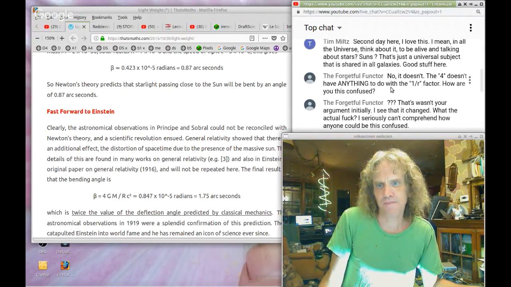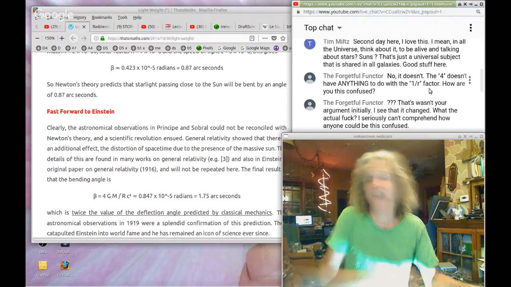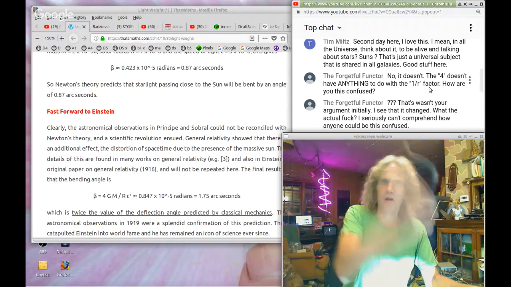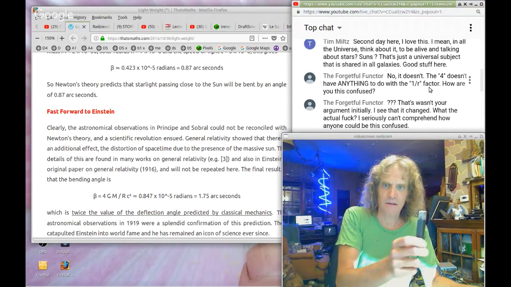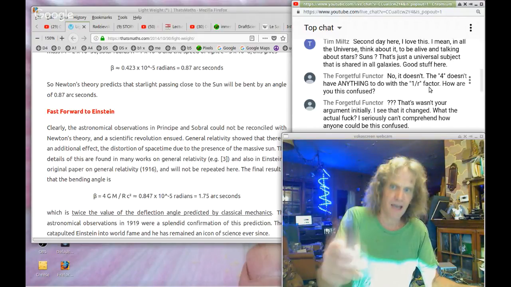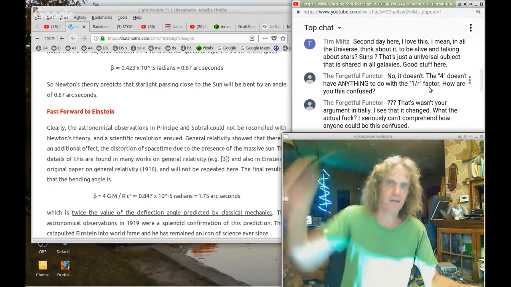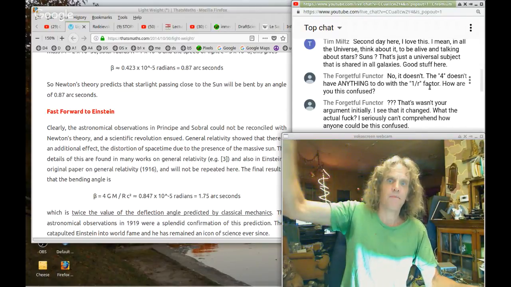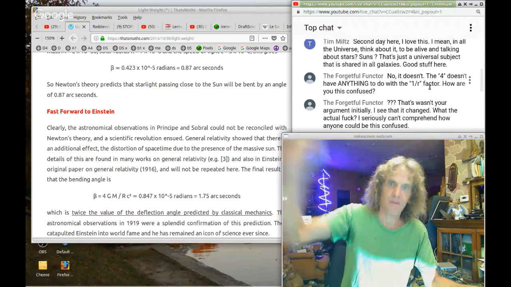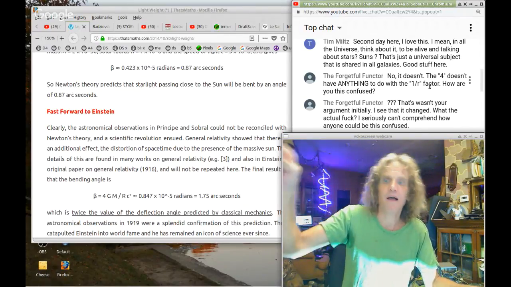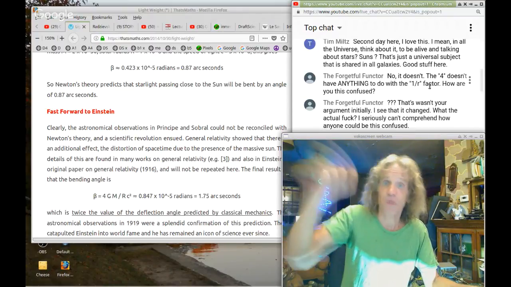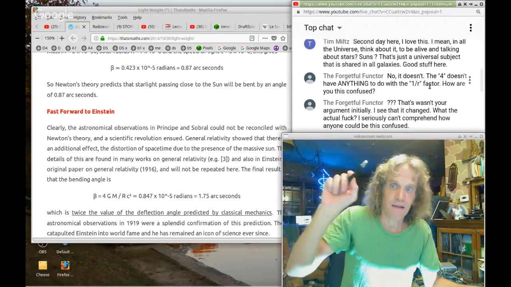Let's see. No, it doesn't. The 4 doesn't have anything to do with the 1/r factor. It's entirely to do with going from r squared in the force equation to 1/r. The 4GM is an exact derivation from the fact that you changed the original equation, the G times m1 plus m2, with the r squared under it, and you took the square off. That's where it came from.